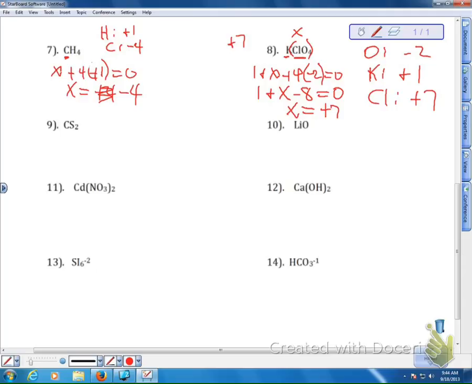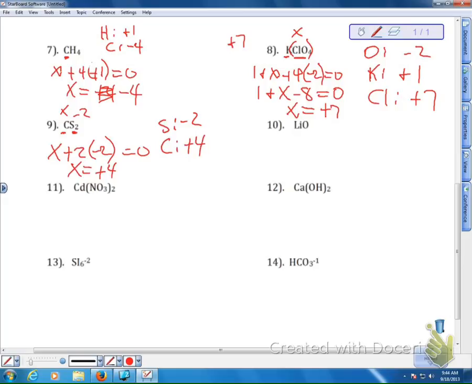Number 9, we have carbon disulfide. Here, even though their electronegativities are very close, sulfur is considered the non-metal, the bigger one. It is -2. So carbon is going to be X. X plus 2 times -2 equals 0. X equals +4. So sulfur is -2, carbon +4.